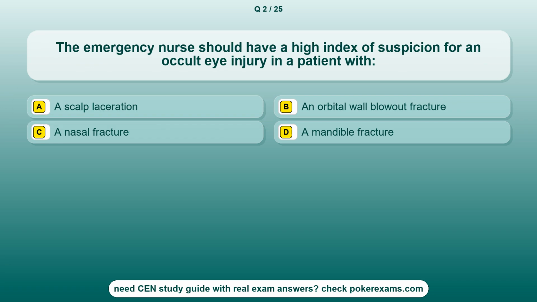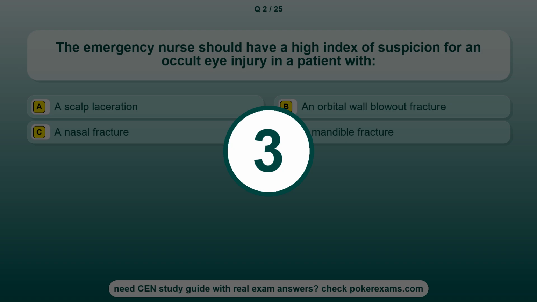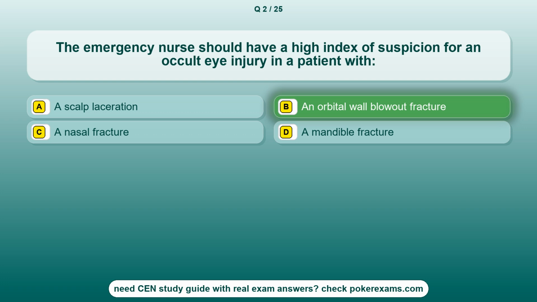Question 2. The emergency nurse should have a high index of suspicion for an occult eye injury in a patient with option A, a scalp laceration. Option B, an orbital wall blowout fracture. Option C, a nasal fracture. Option D, a mandible fracture. The correct answer is option B, an orbital wall blowout fracture.